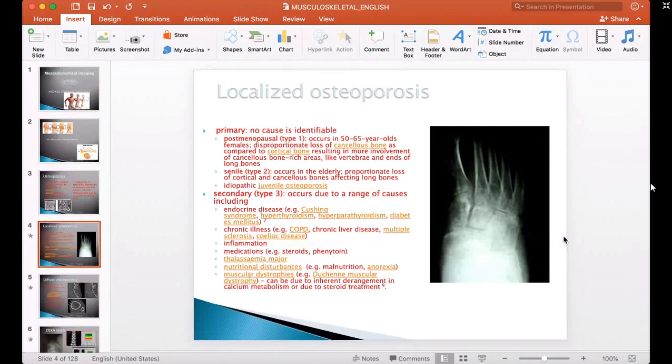In primary osteoporosis senile type 2, it occurs also in the elderly, and there is proportionate loss of cortical and cancellous bone affecting the long bones. There is also a third part which is called idiopathic or juvenile osteoporosis, but it's a rare condition. The secondary cause of osteoporosis, or osteoporosis type 3, occurs due to a range of causes, including some endocrine diseases, some inflammatory processes, or if you are taking any medications like steroids, for example, and many other diseases and conditions.